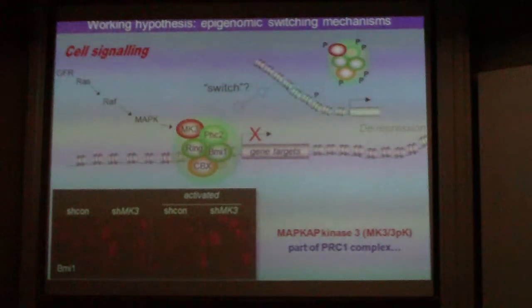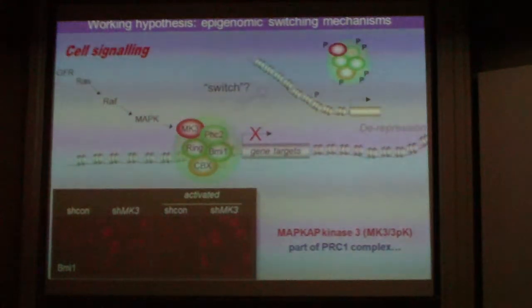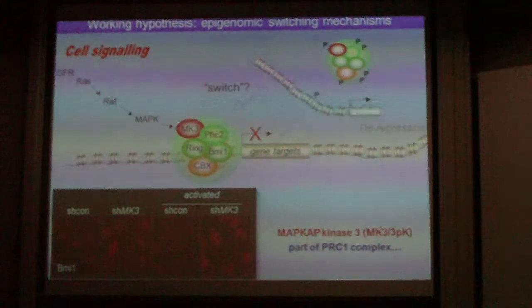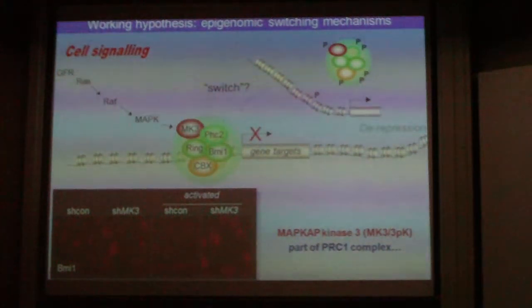So basically, our current working hypothesis at the time, when we had figured this out, was that maybe this whole pathway is meant to target these polycomb complexes and get them off of chromatin, in essence providing an epigenetic or epigenomic switching mechanism. You activate these kinases, you tease them off. That was the simple working hypothesis that we had.